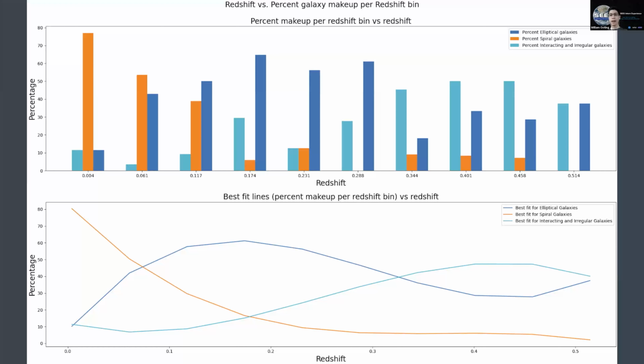We decided to add the percent interactive and irregular galaxies simply because it was hard to tell them apart at such a high redshift. From the graphs below, you can see a third order polynomial fitted line. And you can see that more irregular and interacting galaxies appear at higher redshift. This is because we see them farther in the past when galaxies were closer, and so they had much more of a chance of interacting.